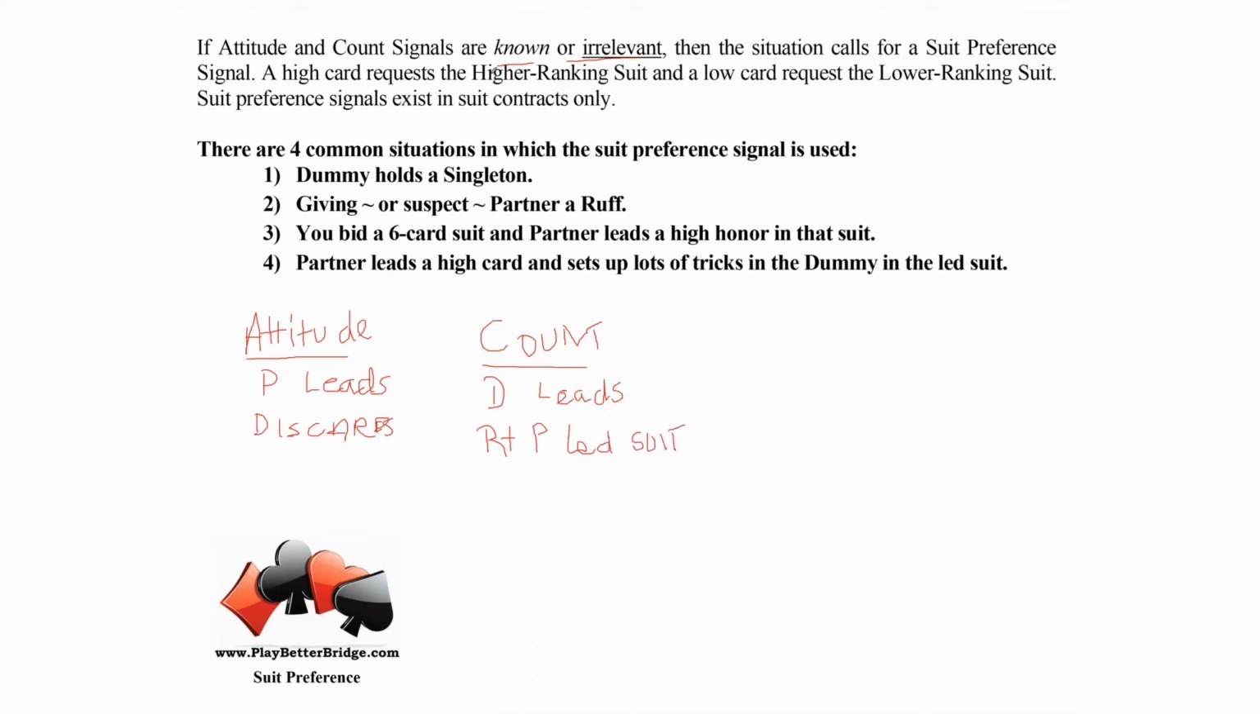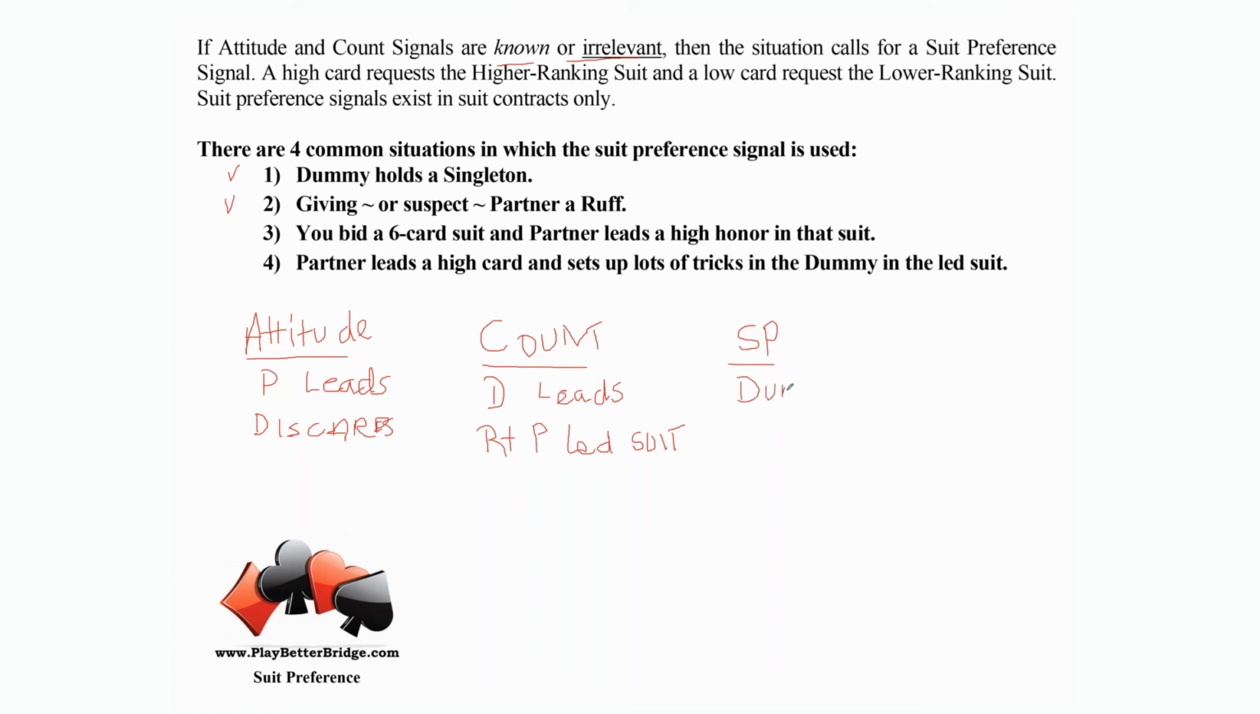Now, if count is known or irrelevant, we are now looking at the suit preference signal, and that's today's class. Now, I have four common situations for the suit preference signal. The two that I want you to take away from this lesson is when dummy holds a singleton and when you're giving or suspect that your partner is ruffing. It doesn't have to be 100%, but if you're suspecting your partner is ruffing. So those two right there are going to complete our 2 by 2 by 2.